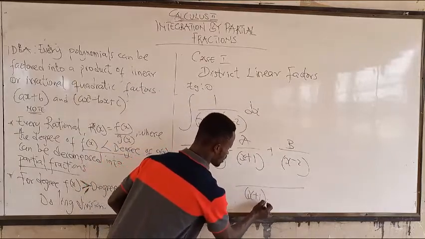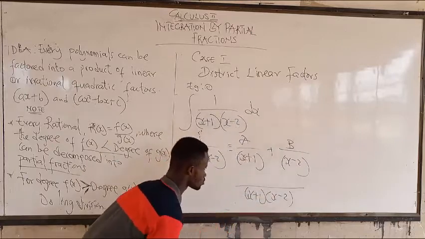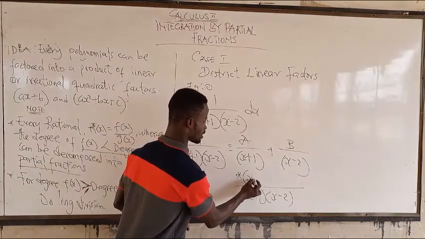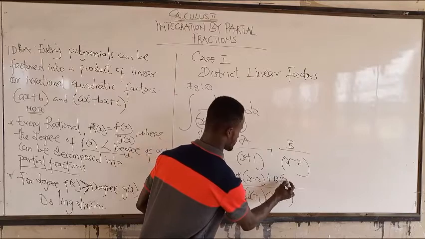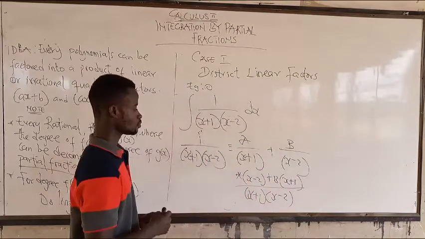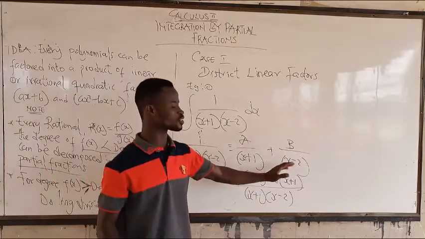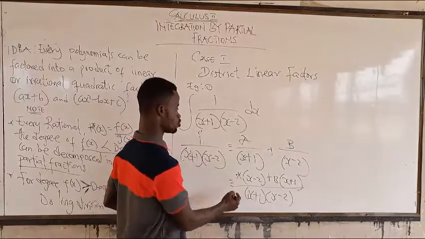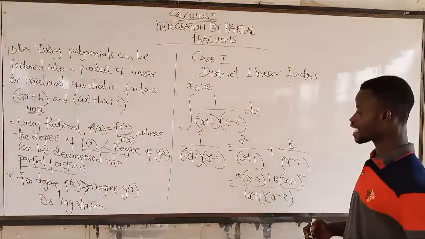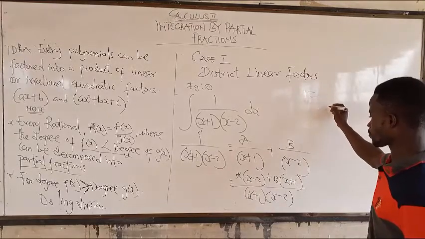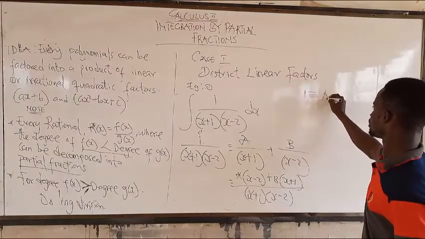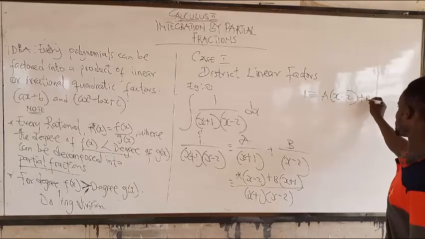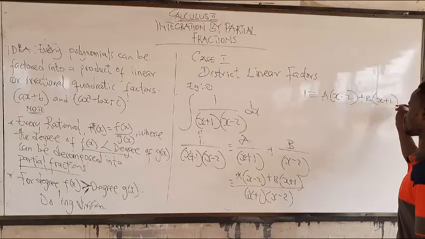That is (S plus 1)(S minus 2). So this cancels this, and this multiplies this. To say that this is identical to this means that we can equate the numerators. So here we get 1 is identical to A(S minus 2) plus B(S plus 1).